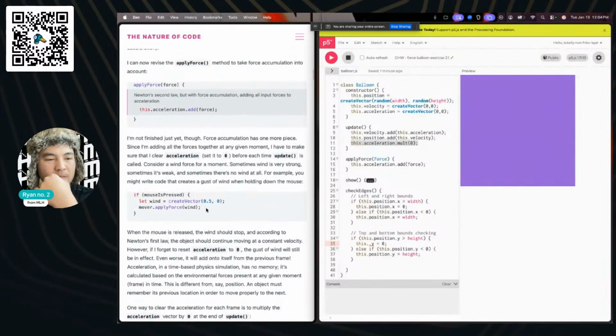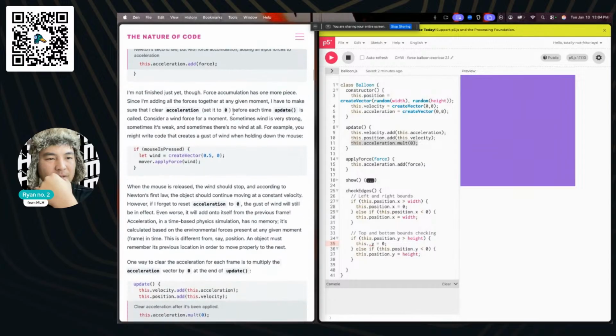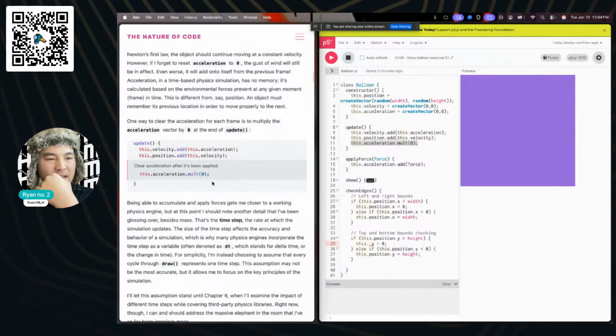Create vector, apply force with the wind. Apply force is only the acceleration adding, and then we also remove the acceleration after it's been applied. And we initialize the acceleration and velocity to be 0 to start with.